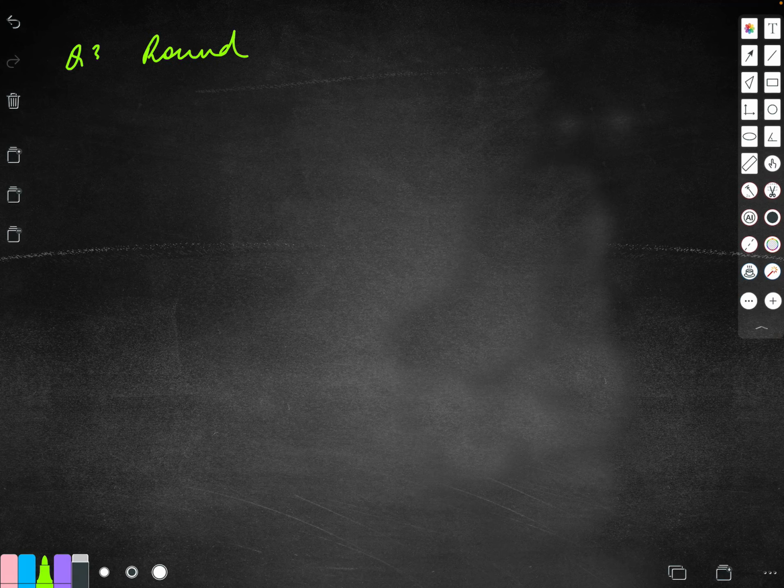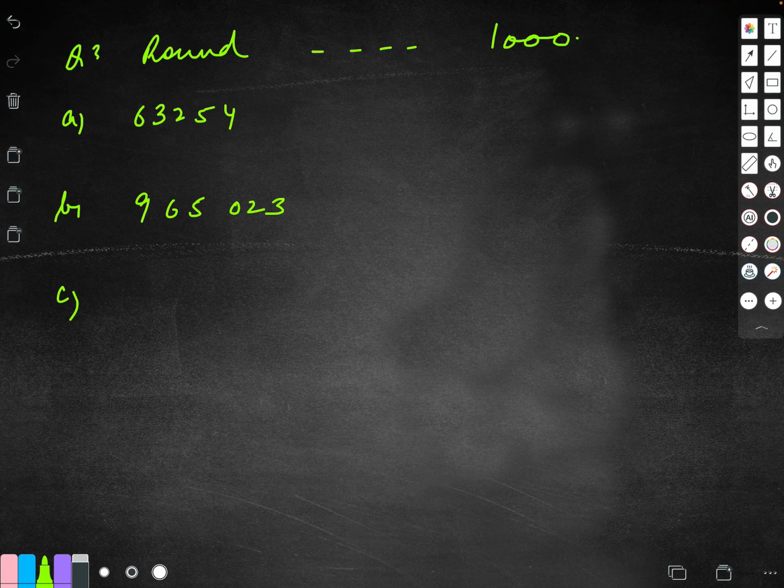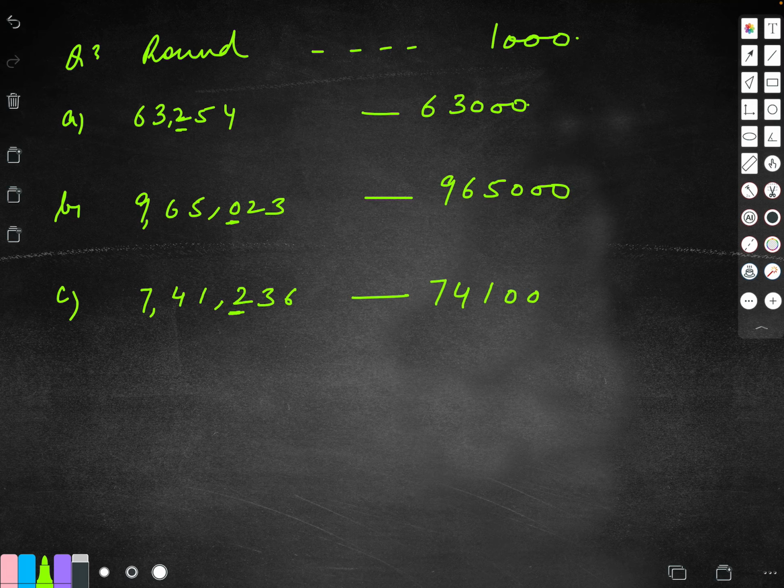Round to the nearest 1000. A, B, C, 63254, 965023, 741236. Right? 1000 place, what I observe? Hundreds digit. Right? It is in the previous box, so it will be rounded to 3000. This is in the previous box, it will be rounded to 5000. Previous box rounded to 1000. Question number 4 in the books.